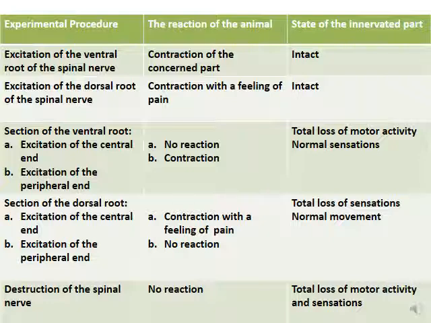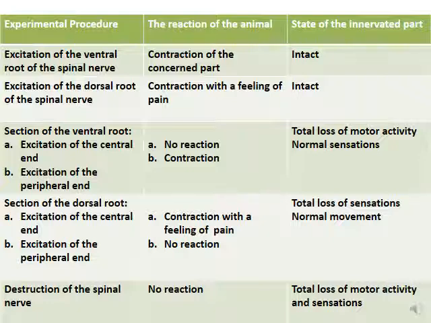Experiment 3, what did it do? After the sectioning of the ventral root and exciting the central end, there is no reaction. So here we can deduce that the nervous message stopped at this section. It doesn't move. While excitation of the peripheral end after the sectioning of the ventral root, the muscle contracts. So here, the nervous message moves toward the muscle. So it propagates in a centrifugal manner in the motor. It's away from the center.